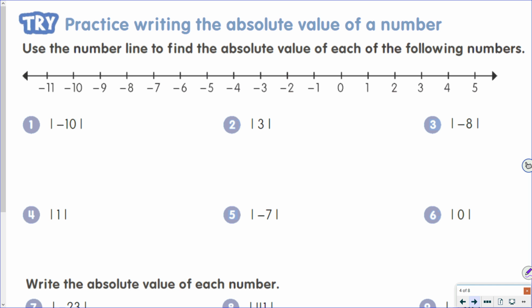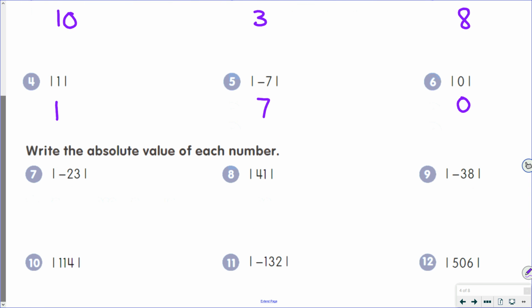So we're going to find the absolute value of our numbers here. So we have the absolute value of -10, which is 10. Absolute value of 3 is 3. Absolute value of -8 is 8. Absolute value of 1 is 1. Absolute value of -7 is 7. And the absolute value of 0 is 0.